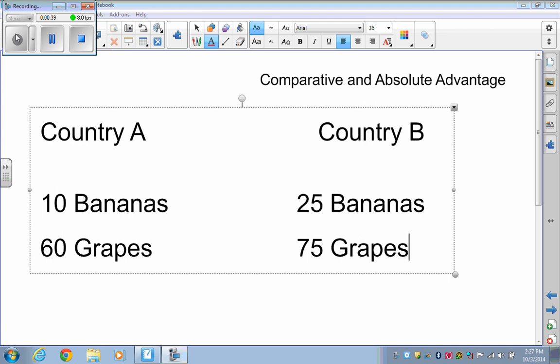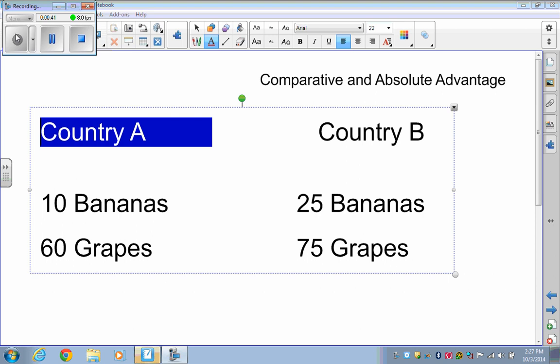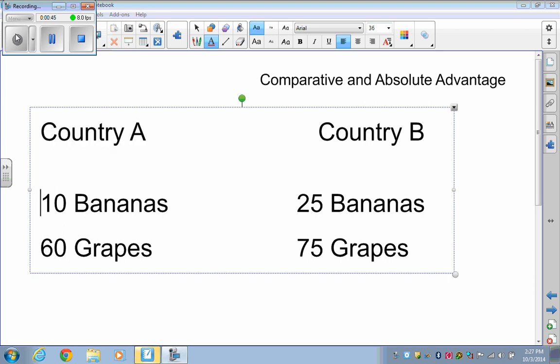So if we have country A right here, country A produces 10 bananas, and the opportunity cost of producing 10 bananas will be producing, yes? 60 grapes. 60 grapes, okay. It would be 6 grapes if I said 1 banana is worth how many? 6. 6 grapes, okay, very good.